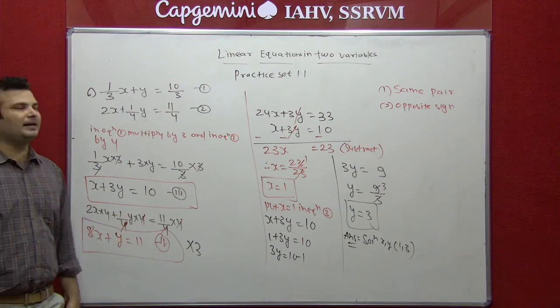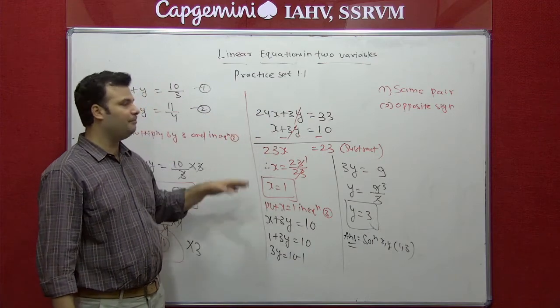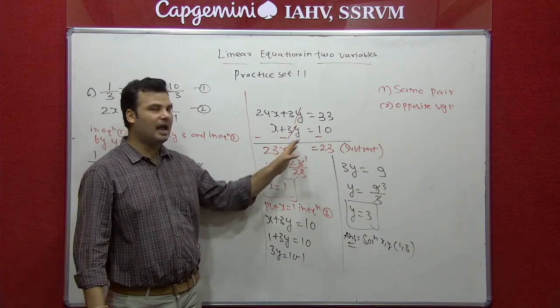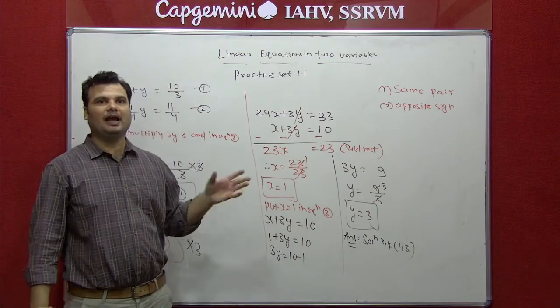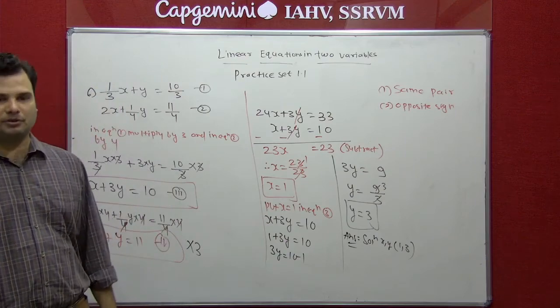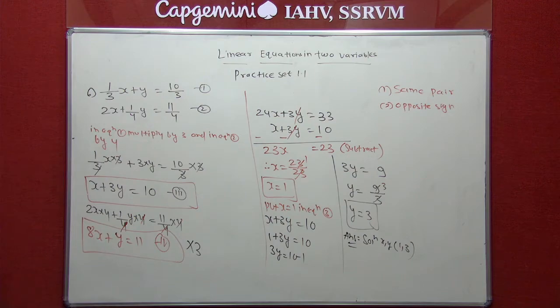And then we have to apply the same method: same pair and opposite sign. So we make the same pair by multiplying, and for opposite sign we subtract, and at that time you can find the value of x and y. So this way you can solve sum number 6 from practice set 1.1. If you want to take a screenshot, you can take it, then we can proceed to the next part.